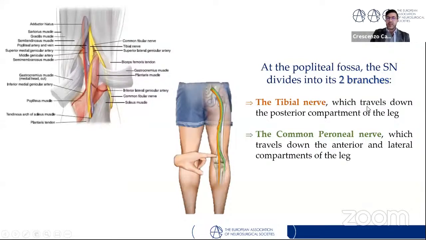The tibial nerve, which travels down the posterior compartment of the leg, and the common peroneal nerve, which travels down the anterior and the lateral compartment of the leg. This latter can be considered the main actor in the pathological mechanisms of foot drop. Therefore, now we will focus our attention on it.